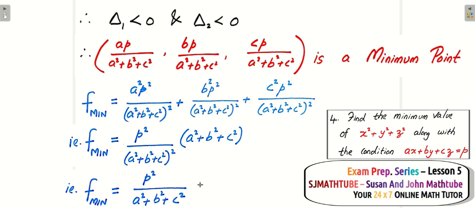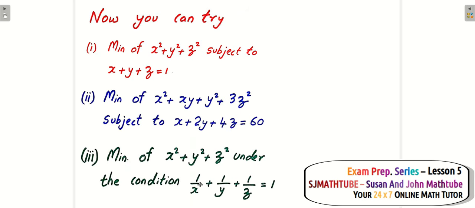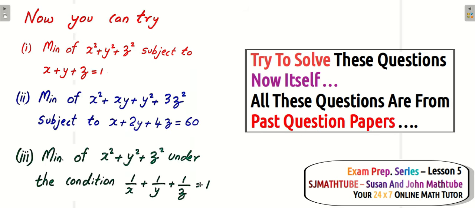Okay, so we did 3 very important questions for your exam, but from the past papers I collected a few more questions. That is, find the minimum value of this first question, the second one, the third one. And I want you to try these questions now itself. So take some paper and pen and start working out these problems.